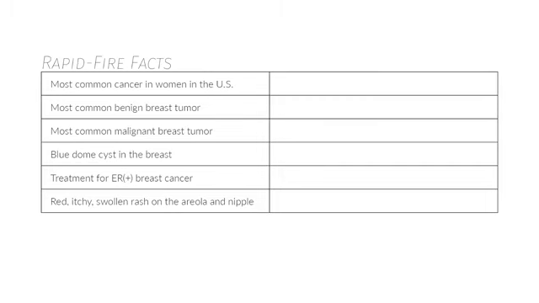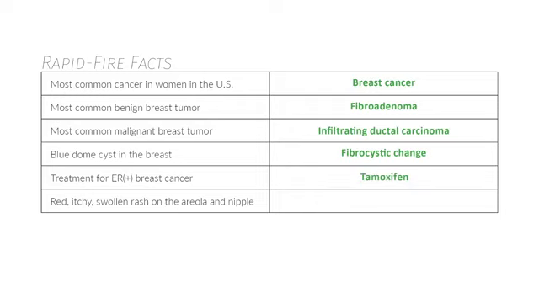The most common cancer in women in the U.S. is breast cancer. The most common benign breast tumor is a fibroadenoma. And the most common malignant breast tumor is infiltrating ductal carcinoma. A blue dome cyst in the breast should make you think of fibrocystic change. The treatment for ER-positive breast cancer should include tamoxifen. And finally, red, itchy, swollen rash on the areola and nipple. Again, anytime they start talking about the areola and nipple, think about Paget disease.